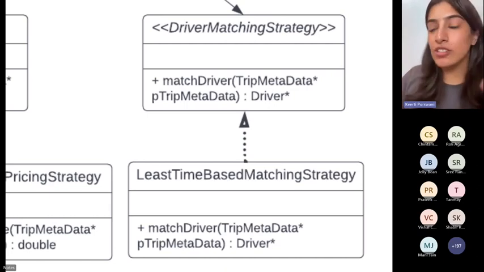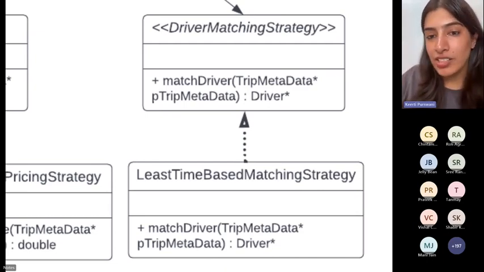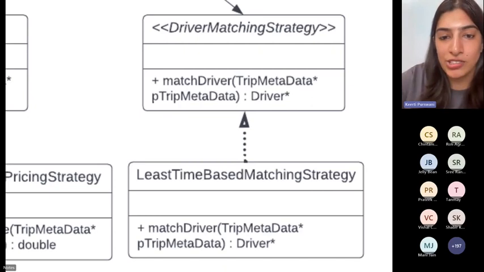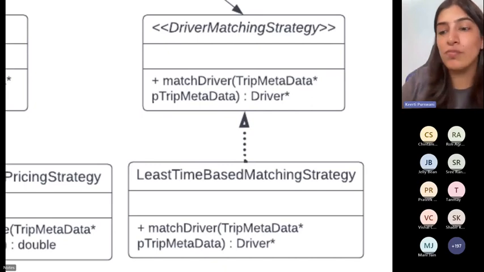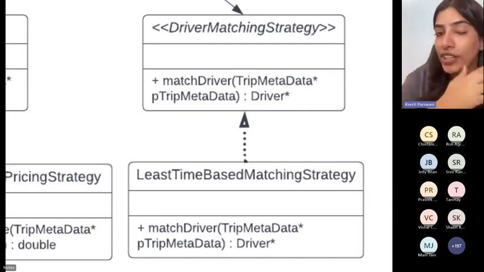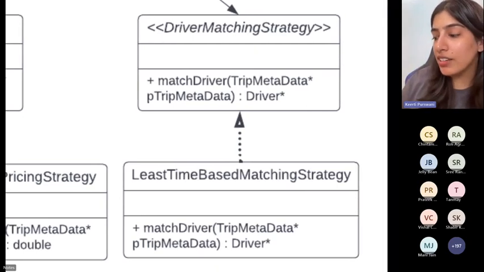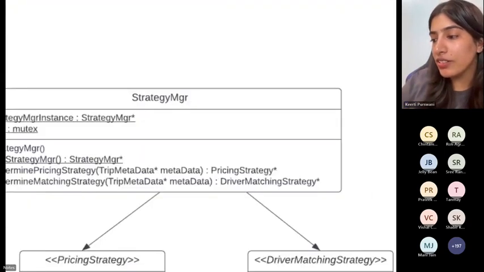For those who don't know, it's fine because we'll be using all of this. You will understand the design patterns. But the point over here is to note that this match driver function that was there in the driver matching strategy, the same function is there in the least time based matching strategy also, because this subclass was supposed to implement it. We will study strategy pattern. Don't worry about that. I'm just saying that this subclass is supposed to implement whatever function was there. If you see the dotted arrow, we are implementing over here. Does it make sense a bit? Yes?